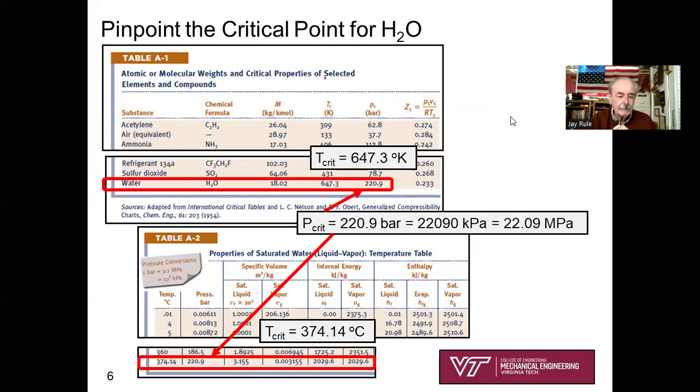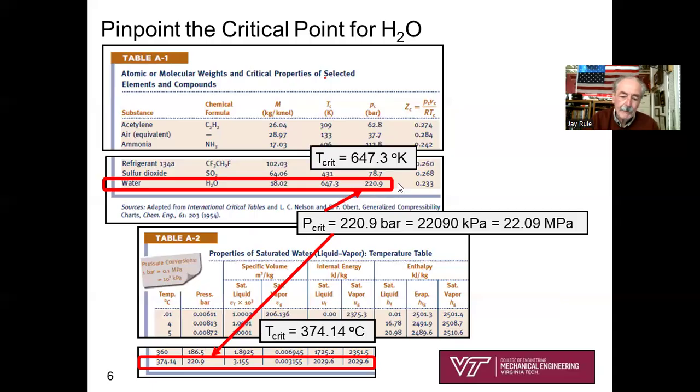Well, let's get started by going to Table A1 in your book, and we'll browse down near the bottom of that table and we'll find water, H2O, and let's just write down what the critical properties are for H2O. I see the critical temperature is 647 degrees K, and the pressure is 220.9 bars. Now, I've got to tell you that 647 degrees K doesn't mean a whole lot to me. I don't have a physical feel for that.